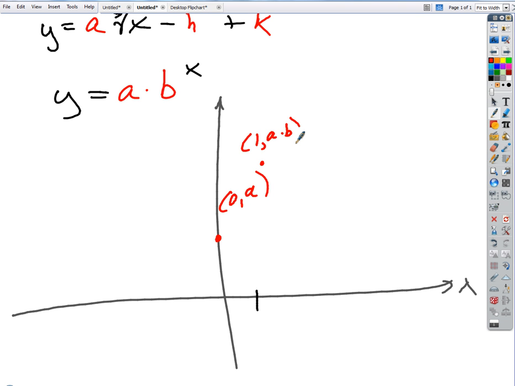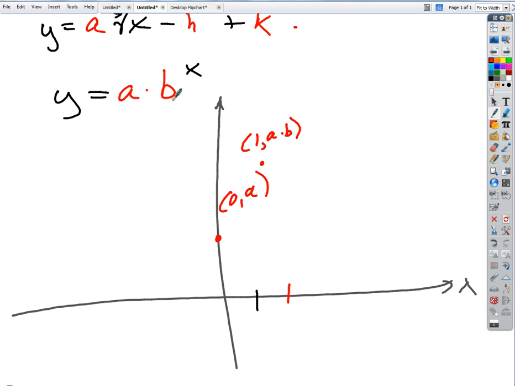But now I want you to see what happens to the shape of this thing. As we go over to x equals 2, what's going to happen? A times b squared. You see what's going on? That's going to make this thing grow really rapidly, isn't it? Right? And so the next point's going to be way up here somewhere. Every time x increases by 1, we're multiplying by an additional factor of b, aren't we?